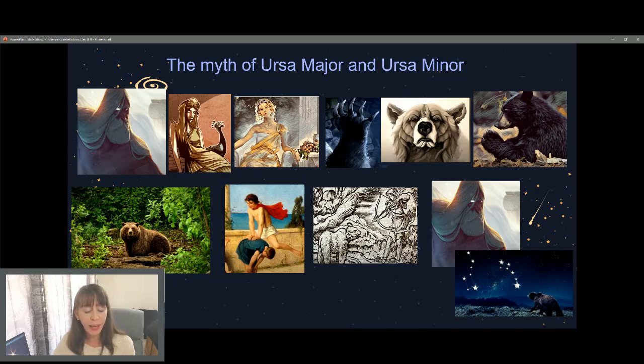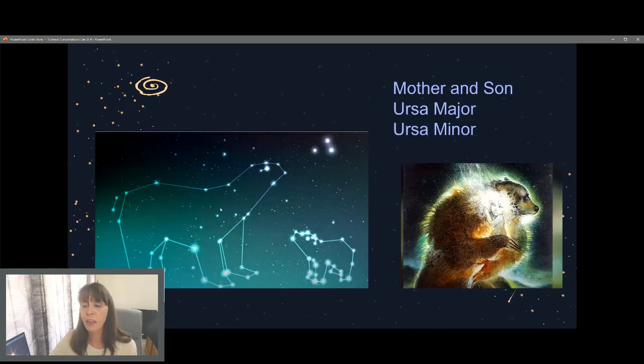So when he threw them into the sky, he transformed them both into constellations so that they could be together forever. And that is the myth, that Callisto is now Ursa Major, and Arcus, her son, is now Ursa Minor. There's the constellation. So let's look at that on another side. There is the constellation Ursa Major, and there's the constellation Ursa Minor. So mom and son are in the sky together forever.